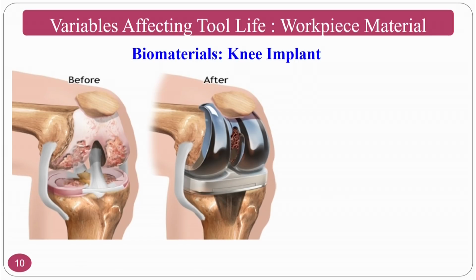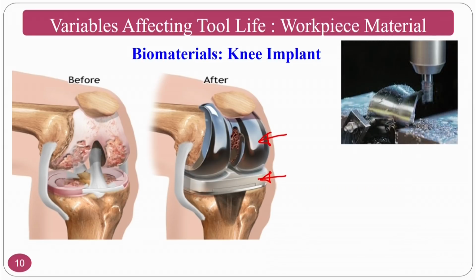If you see the knee joint, whenever the knee goes bad, a total knee replacement is done. So an artificial cartilage will be there in the middle. Normally this is the cartilage or the meniscus. People say this is the knee implant. The knee implant requires very good machining properties. Normally this is machined by simple processes like milling only.